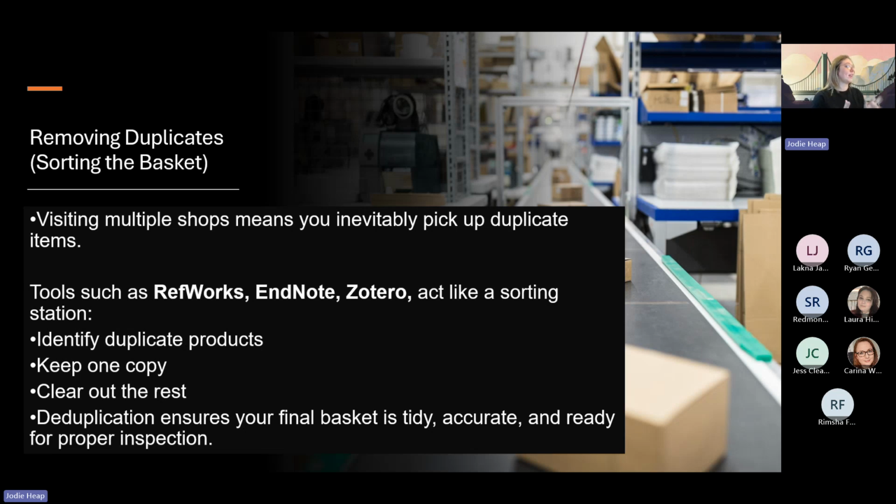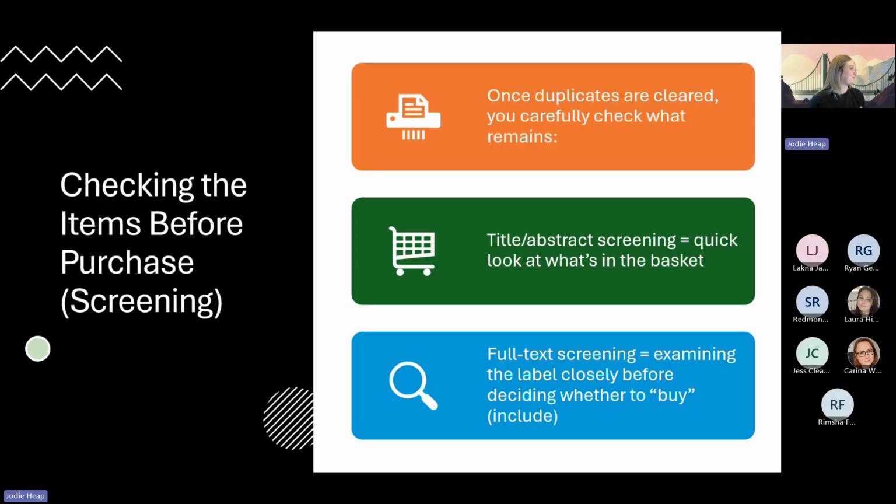Okay, so we can use tools such as RefWorks, EndNote or Zotero or other systems that are available to help identify the duplicate products, keep one copy, clear out the rest, and ensure that our basket is tidy, accurate and ready for inspection. Hopefully that is clear. Lovely.